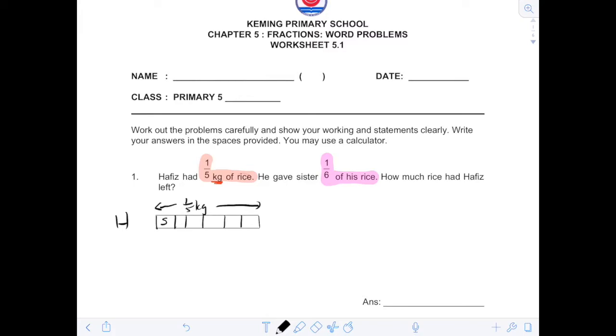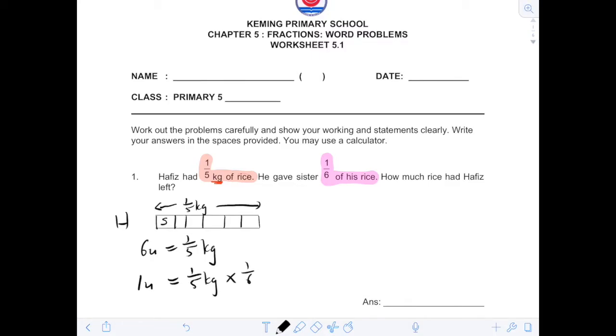How much rice had Hafiz left? I know previously we went through a review in class, and I realized that I made a mistake. I didn't see that there's no kg here. So the working from that one and from this one will be a bit different. From here, 1, 2, 3, 4, 5, 6. 6 units will be equal to 1/5 kg. For 1 unit, you have to divide this by 6. Basically it will just be multiplied by 1/6. So you get 1/5 kg multiplied by 1/6.